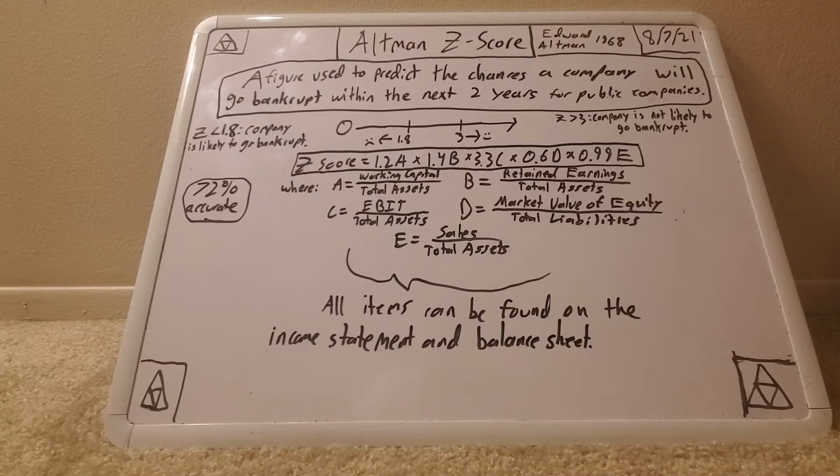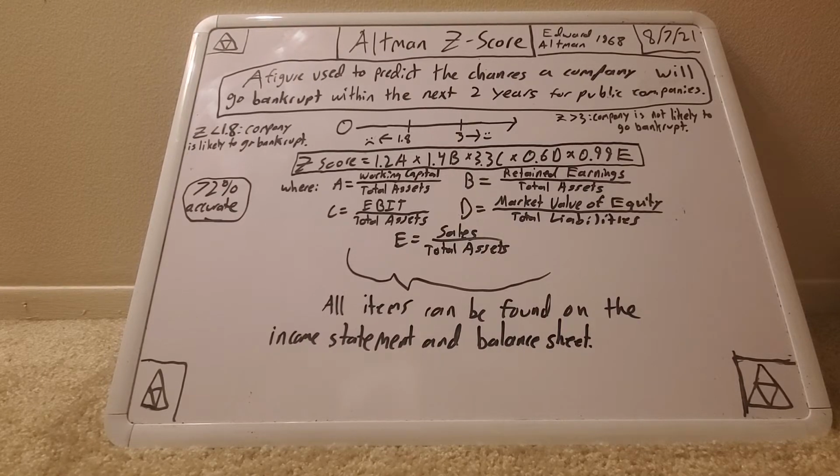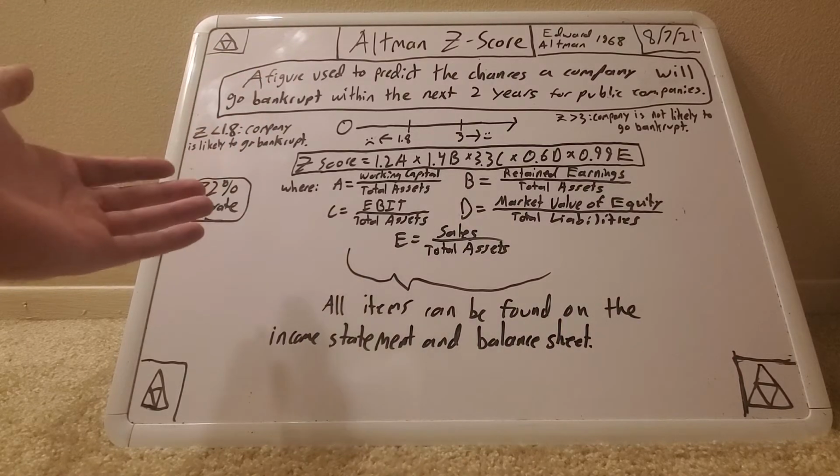Hello everyone. Today I am going to be discussing the Altman Z-Score. So what the Altman Z-Score is, is a figure used to predict the chances a company will go bankrupt within the next 2 years, and this is going to apply to public companies. So basically what the score is, it is an equation, and I'll go through that here.